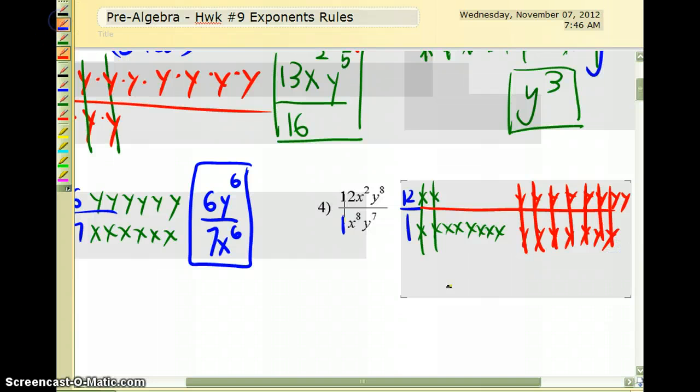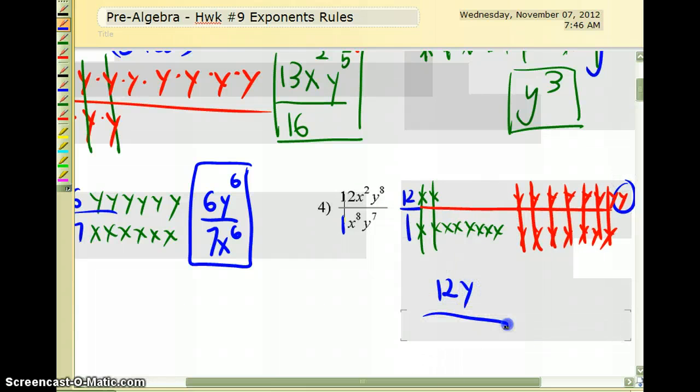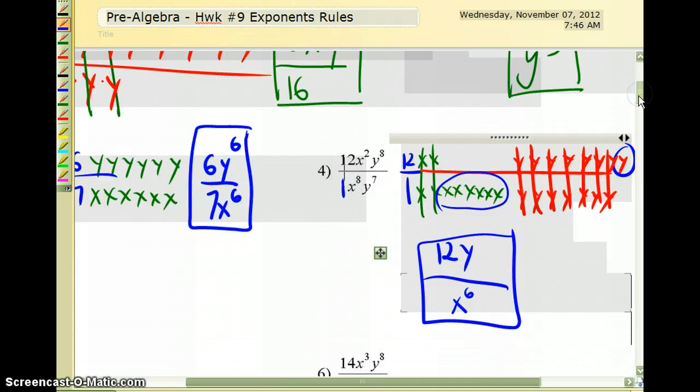What I have left is 12 in the numerator. I do have a y over here, don't want to forget about that. I could put the 1, but I don't have to. And if I count out my x's, I have x to the 6th, and that would be my final answer for number 4. I'm going to erase the 1 because it's actually not necessary, and that would be a better way to write the answer for number 4.